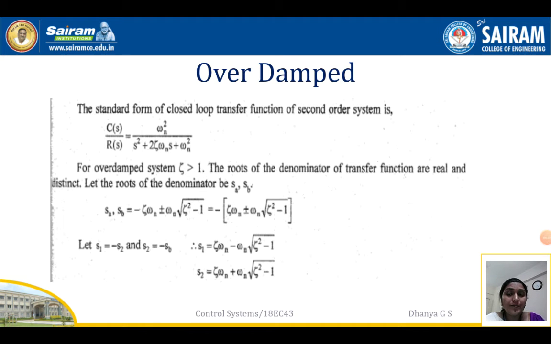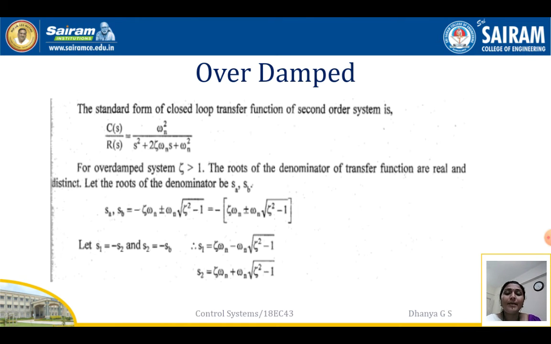C of s by R of s you have to consider, which is nothing but omega n square divided by s square plus 2 zeta omega n s plus omega n square. And we know that for overdamped, zeta is greater than 1. And hence the roots of the denominator of the transfer function are real and distinct. Let the roots be SA and SB, or else sometimes it may be represented as S1 and S2. So roots we have already identified in the previous slide.